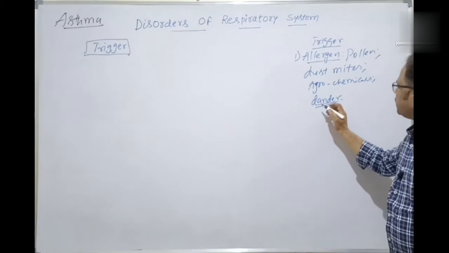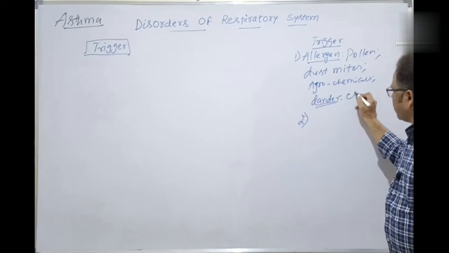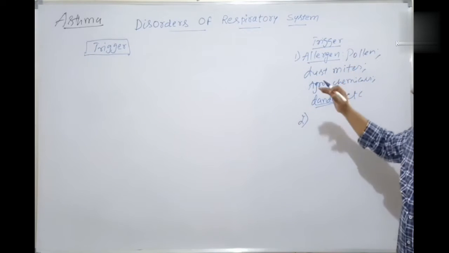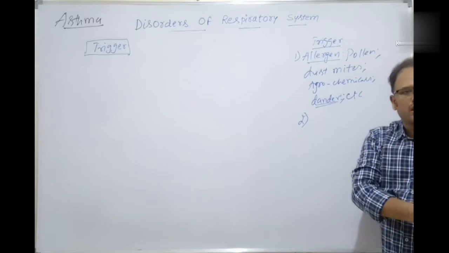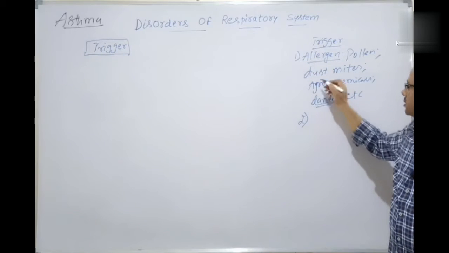Next one is, it can be in the form of number two, or etc. Anything here, it's countless, many things are there. Few people are allergic to this one and few people are allergic to that one, so we can't write all the allergens, isn't it?